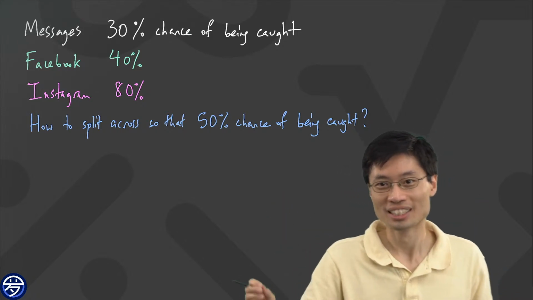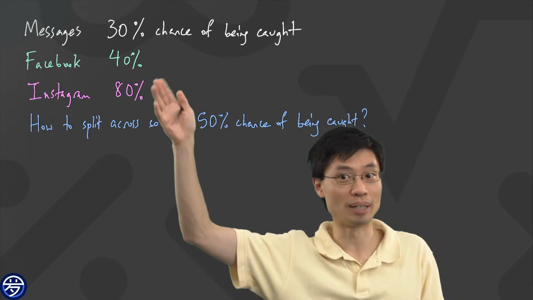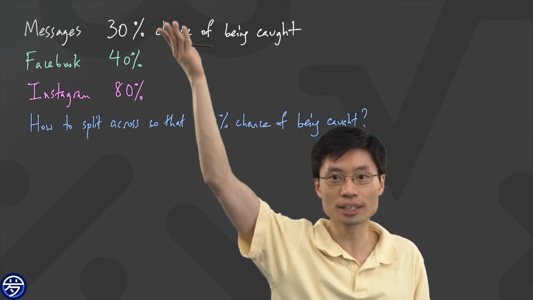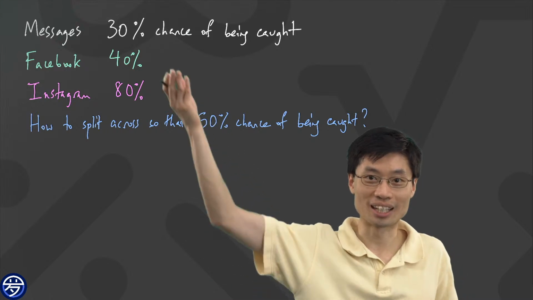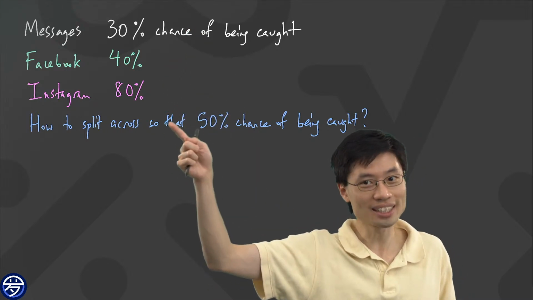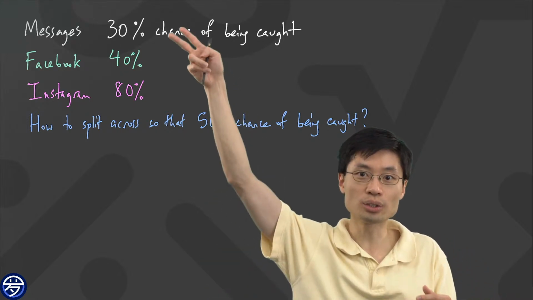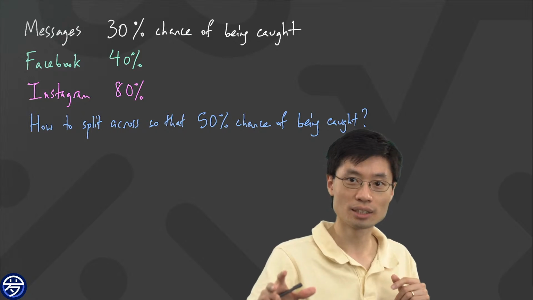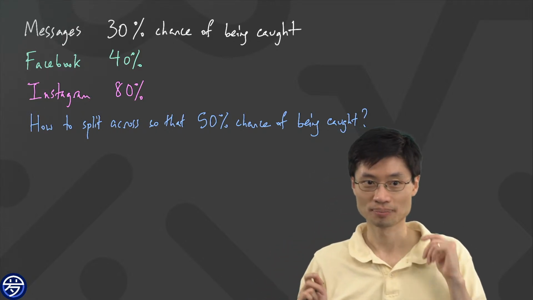Let's do this problem. If you want to do this problem, how do you get 50%? Well, I guess you actually have many answers. There are many answers because there are two things here which are pretty good at avoiding getting caught, Facebook and messages, and one thing here which is pretty lousy, Instagram. And because there are two different things I can use up here, I can use more messages and less Facebook, or more Facebook and less messages.